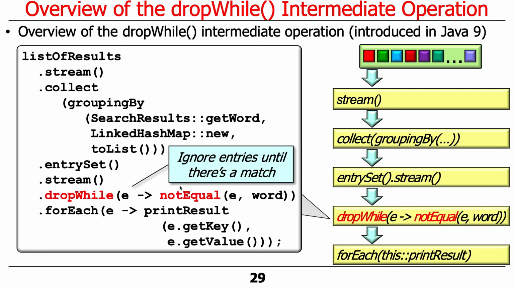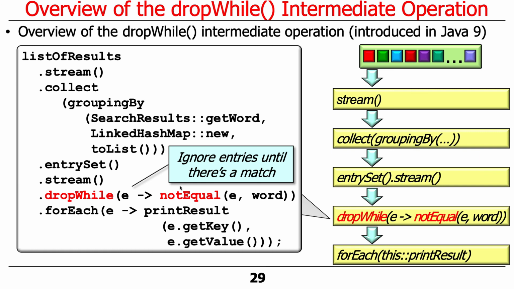So now we get a stream of these key-value pairs, these entries, coming through the dropWhile intermediate operation. We're going to drop while the next element in the stream has a key that doesn't match word. I don't show not equal, but you can imagine it checks whether the next element's key matches word. If they are equal, it returns false. If they're not equal, it returns true. So it's going to skip over everything that doesn't equal the word.